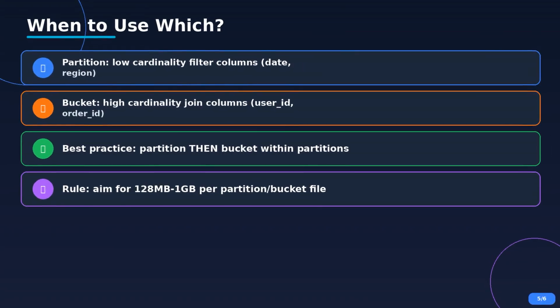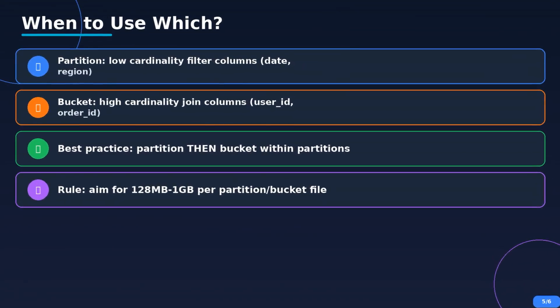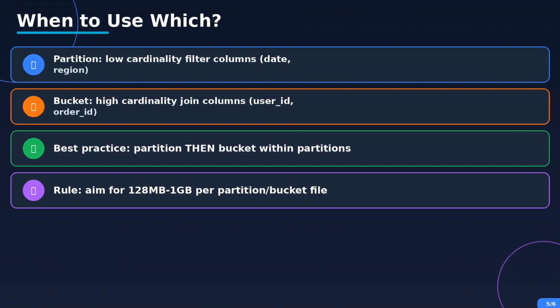When should you use which? Use partitioning for low cardinality columns that you frequently filter on. Date is the classic example, maybe a few thousand distinct values. Use bucketing for high cardinality columns that you join on, like user ID with millions of distinct values. The best practice is to combine both, partition by date, then bucket by user ID within each partition. And always aim for file sizes between 128 megabytes and 1 gigabyte to avoid the small files problem.